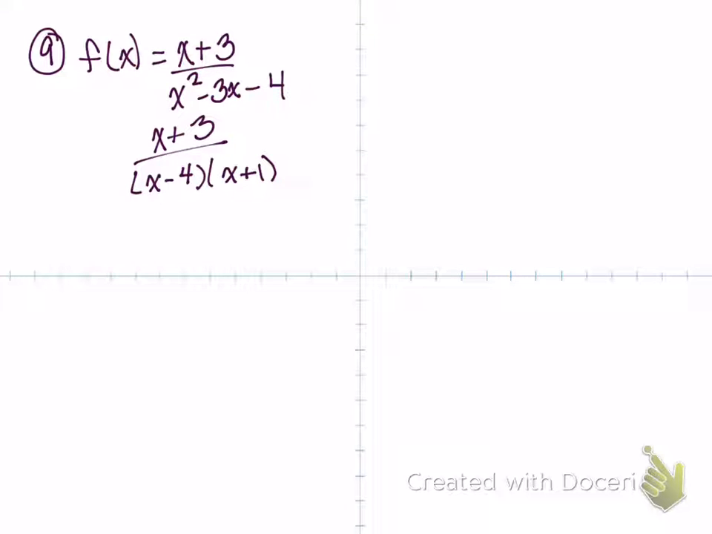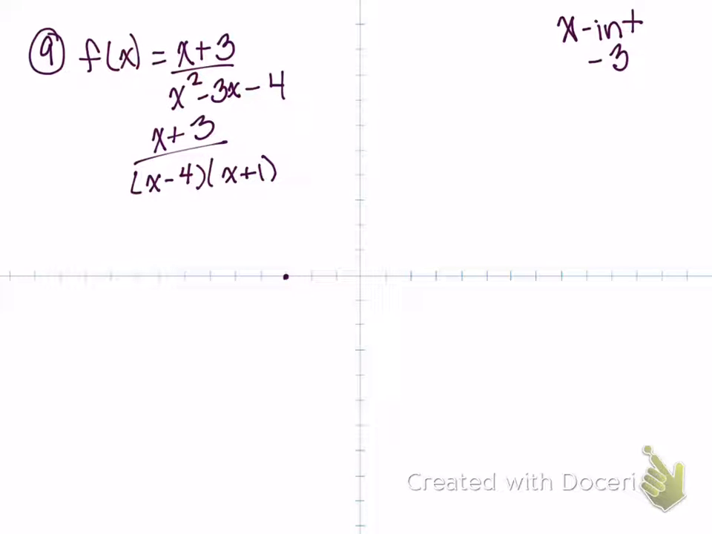When I set the numerator x plus 3 equal to 0, that is going to give me my x-intercept. So my x-intercept is going to be -3. At -3, my graph is going to cross the x-axis.